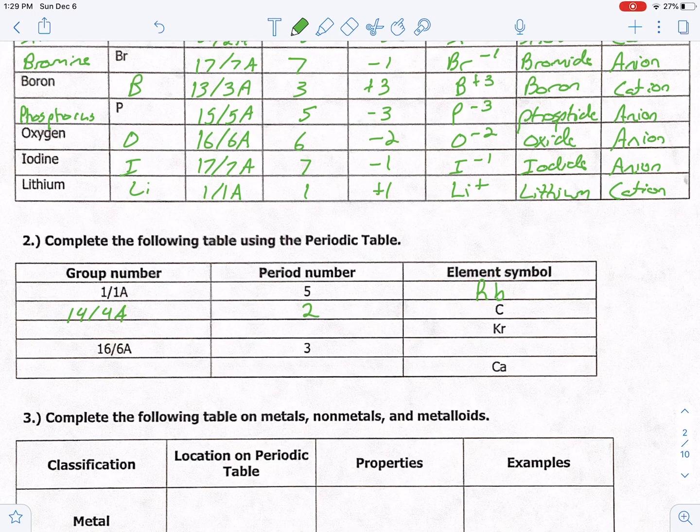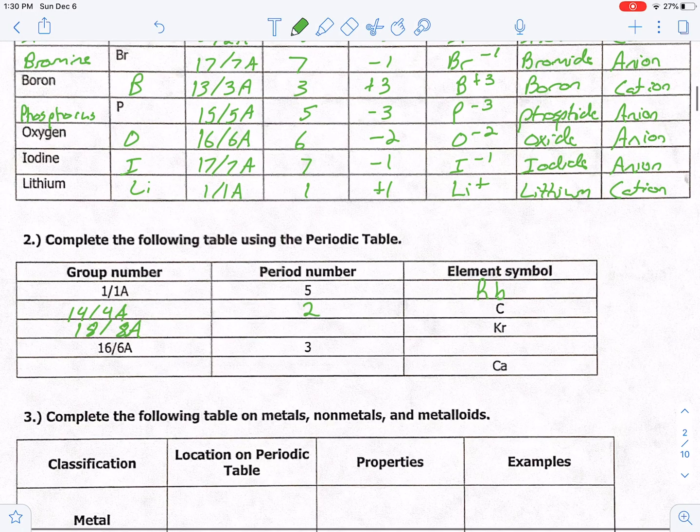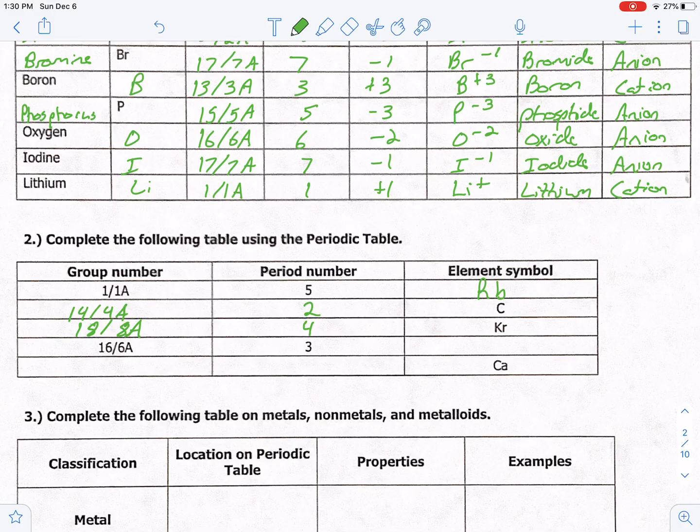If you look up krypton, that is going to be in group 18/8A, and that is going to be in period 4. Next one, 16/6A, and then period 3. That is going to be sulfur. Then we're going to do calcium, our last one. If you look up calcium on the periodic table, that is in group 2/2A, and then it's going to be in period 4. Feel free to rewind that or fast forward if you need to.